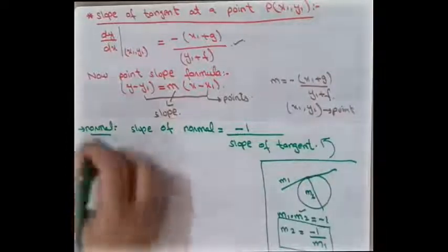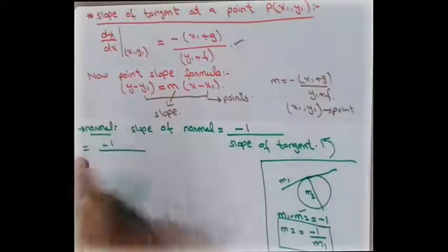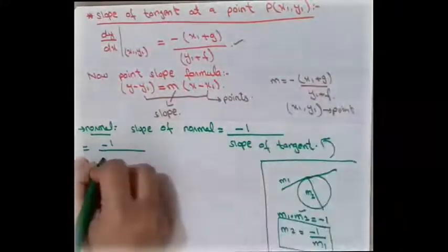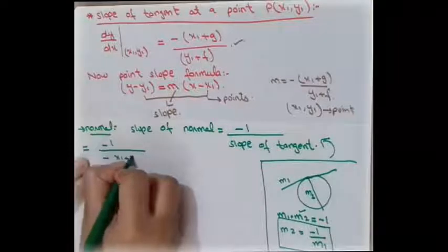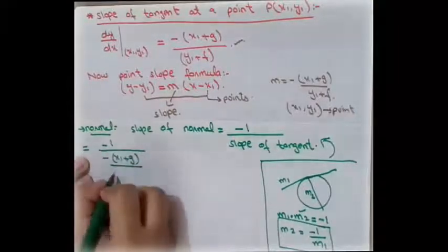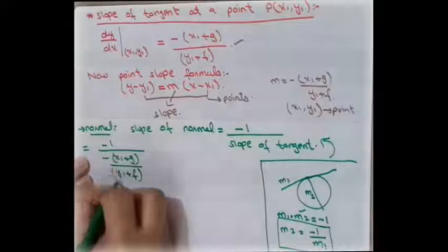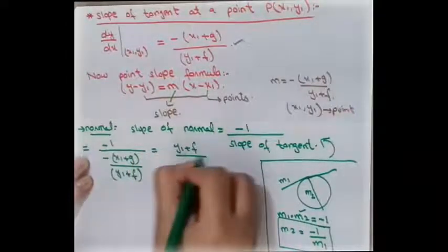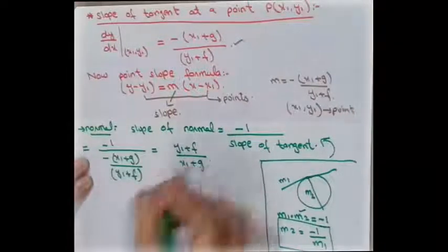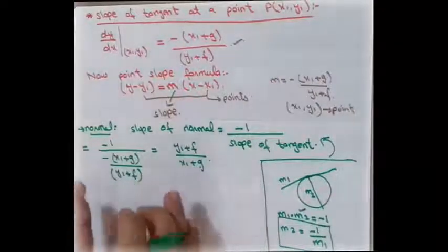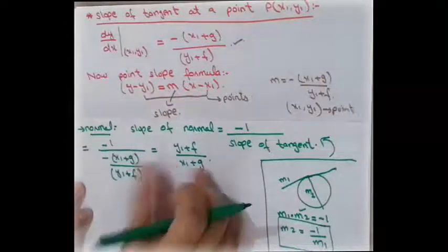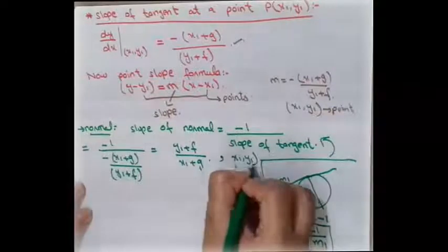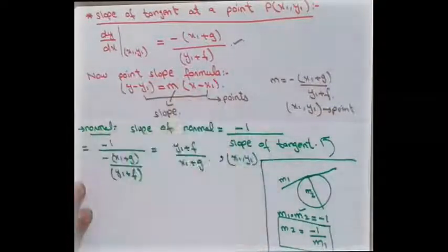So we can write it as -1 divided by the slope of the tangent, which we already found, which is minus (x1 plus g) divided by (y1 plus f). So we can write it as (y1 plus f) divided by (x1 plus g). So we found the slope. Now it's time to put this slope and our point x1, y1 into the point slope formula.